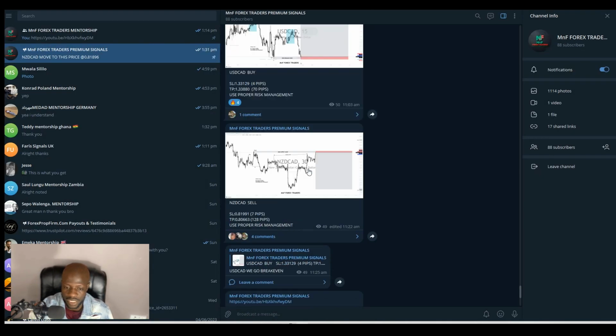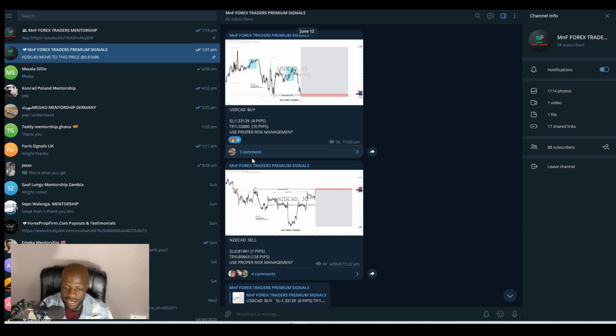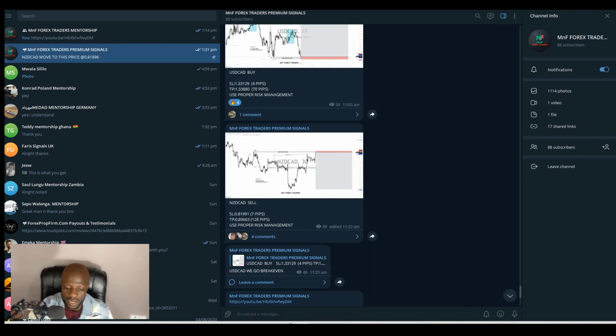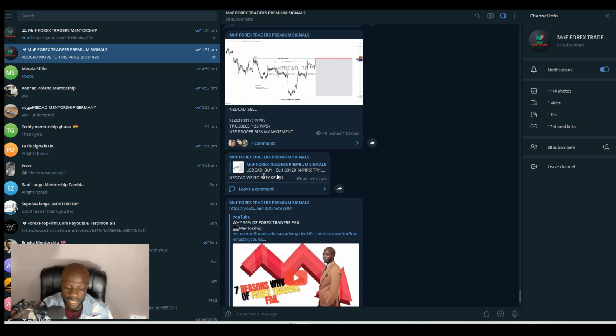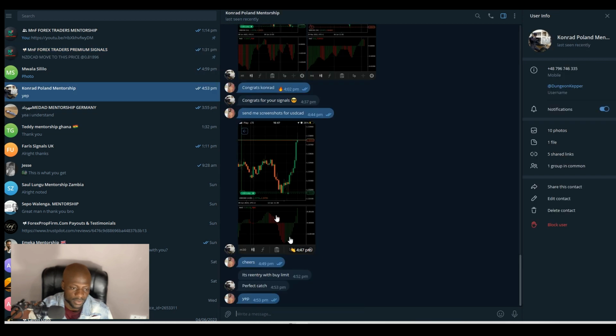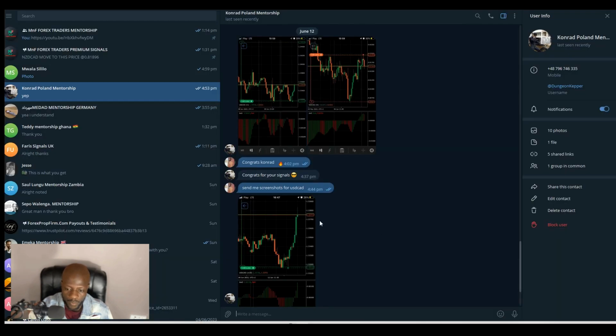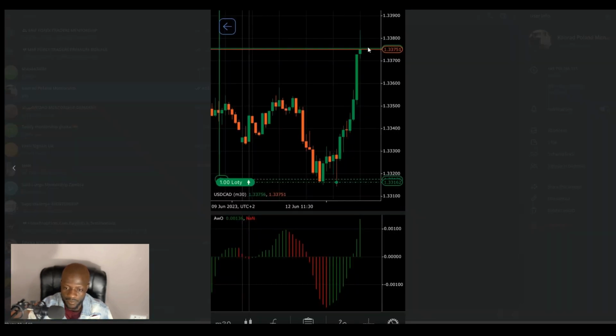I had some of the guys manage to actually take this particular trade. Let me show you this guy. This guy managed to capture this trade right here. Let me see if I can have it. Yeah, some guys were able to catch this trade. Let me just show you this guy here. Conrad is able to take this trade right here, and it's going all the way nicely right now, and this is how far it actually went.